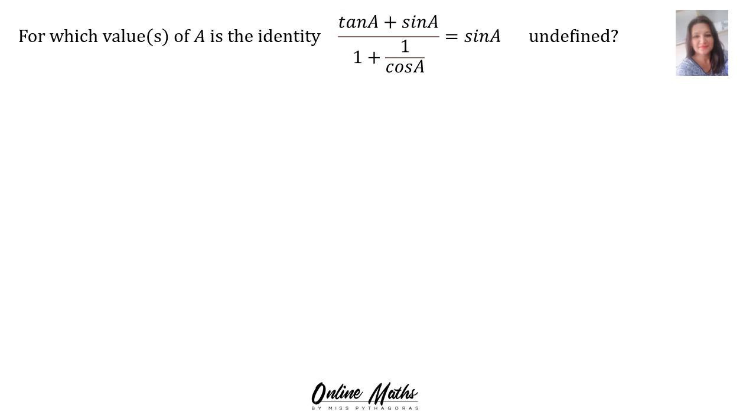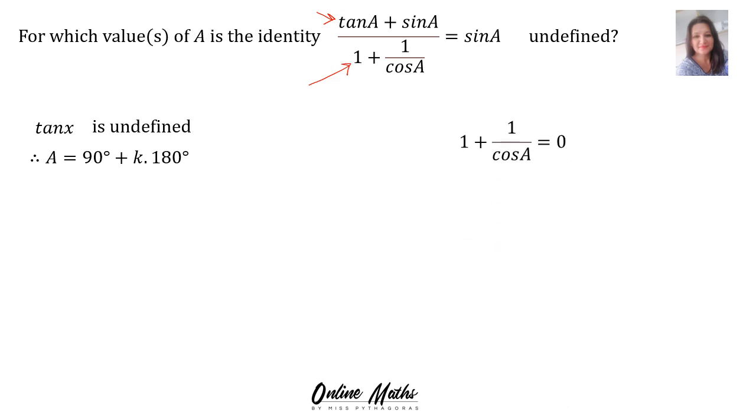For which value or values of a is this identity undefined? Now, the first thing that you do is whenever there's a tan inside your identity, then you say tan x is undefined at a is equal to 90 degrees plus k times 180 degrees. That's where the asymptote is. And then also the second place is whatever you find under the line as the denominator, you solve that one.